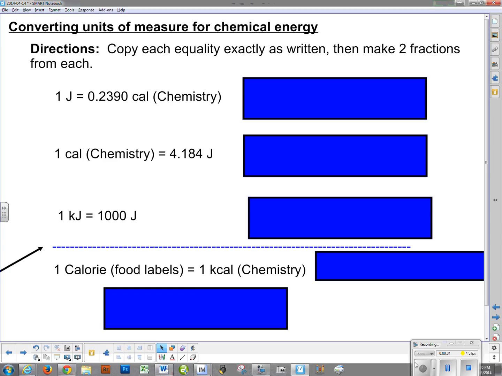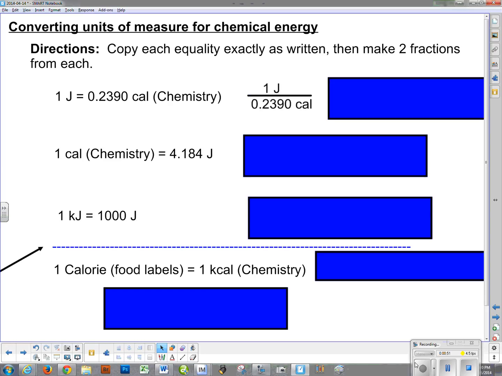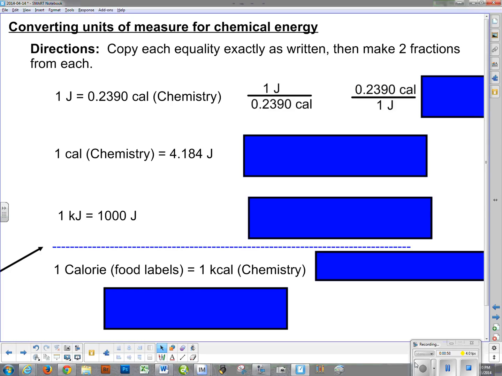Okay, coming back, and we're in class right now, so we'll go ahead and call on people. So Sassoon, what do you have for the two fractions for the first one? 1 J over 0.23. Good. And the second fraction looks like? It's upside down. Good. Why?